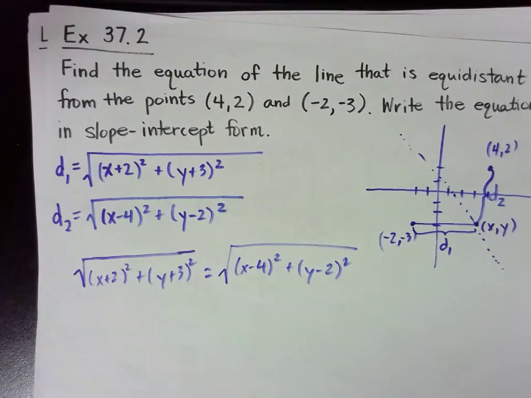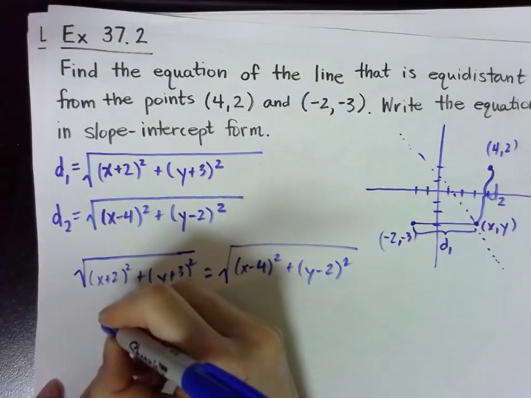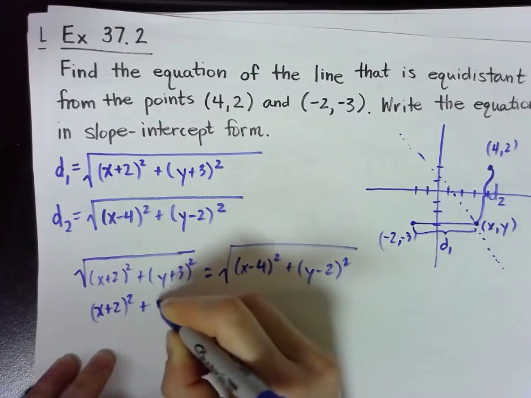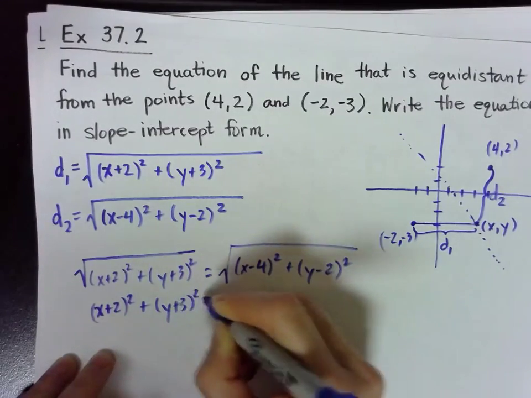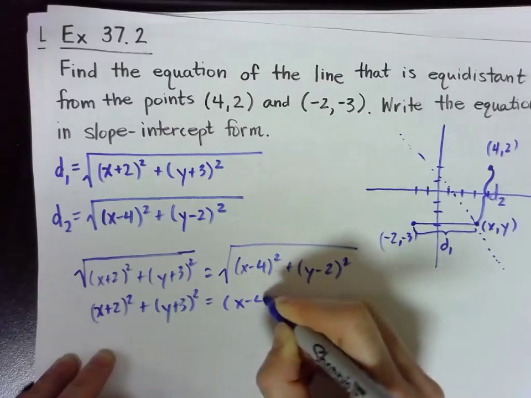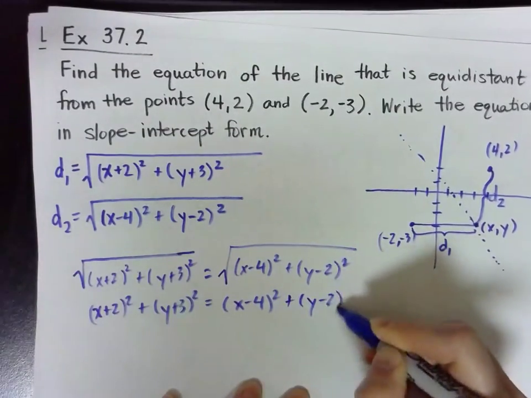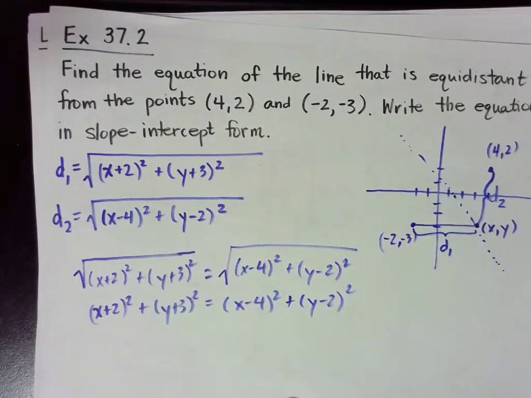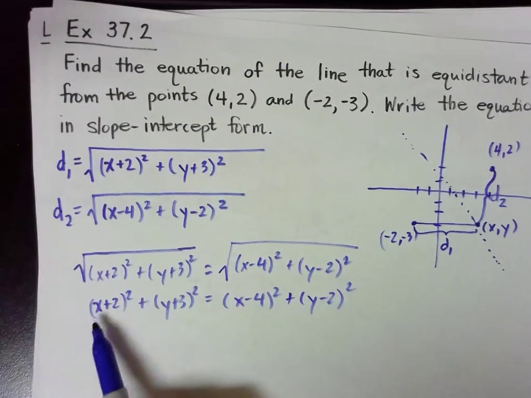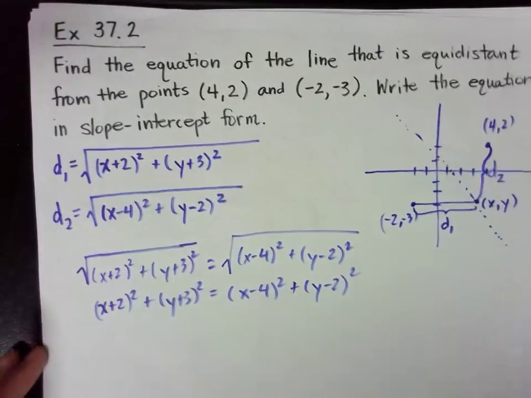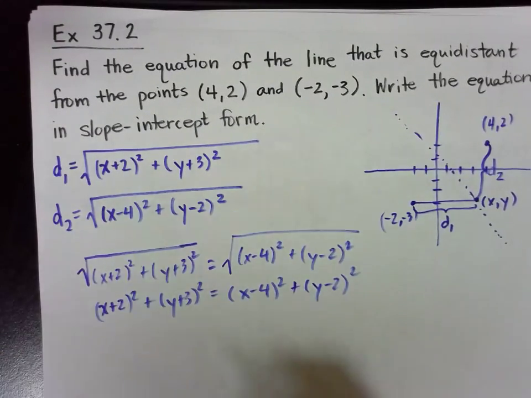Okay, so we'll square both sides, and then we'll just get (x + 2)² + (y + 3)² = (x − 4)² + (y − 2)². And let's go ahead now and just expand these and see what we can get rid of and make our life a little bit easier.